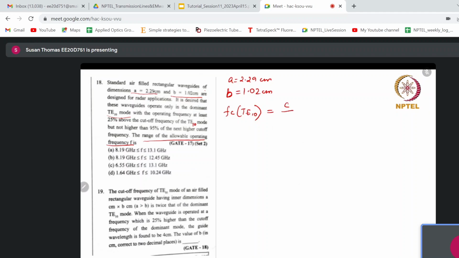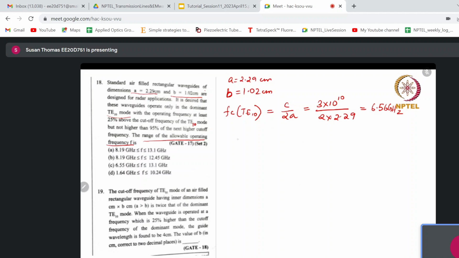That is c by 2a, 3 into 10 power 10 by 2 into 2.29 centimeters. So you will get the answer as 6.56 gigahertz. Okay. Now, 25% above. So the waveguide has to operate 25% above this particular cutoff frequency.